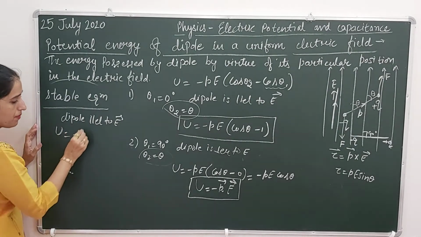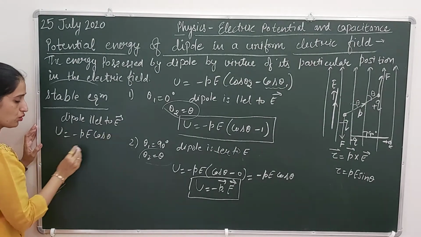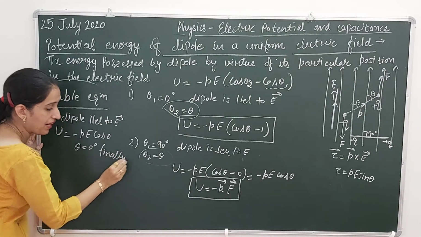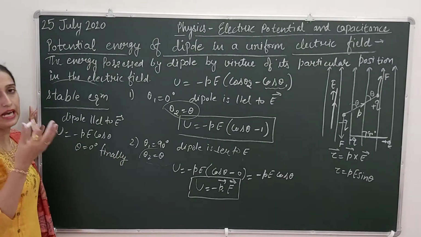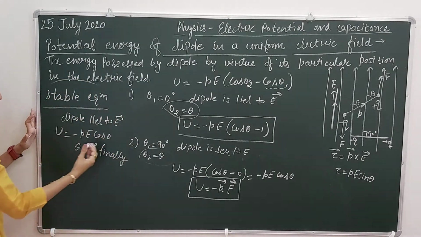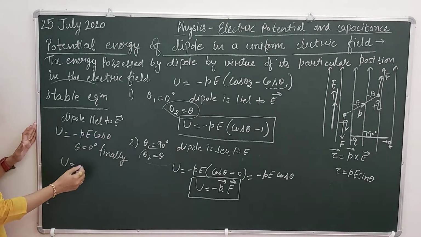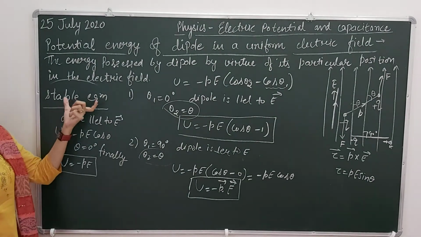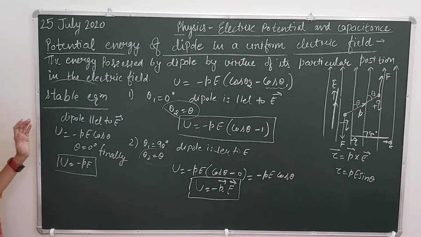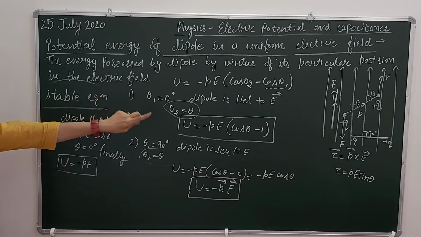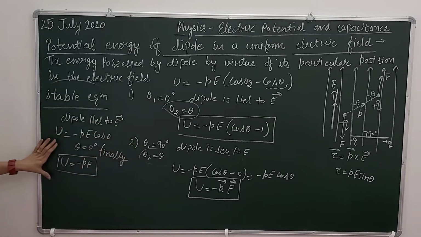U is equal to minus PE cos theta, so theta is equal to 0 degrees. Finally, we are talking about the final position. If the dipole is at the position parallel to the electric field, theta is 0. So cos 0 is 1, giving minus PE. This represents the condition of stable equilibrium. It can be asked as a conceptual question in 1-mark questions, like what will be the potential energy of a dipole in stable equilibrium. This will be given by minus PE.